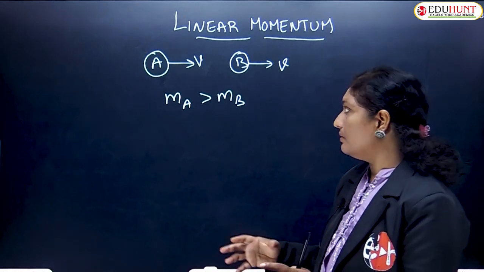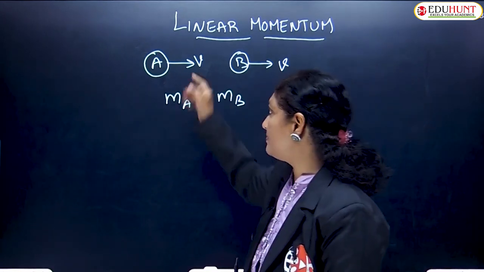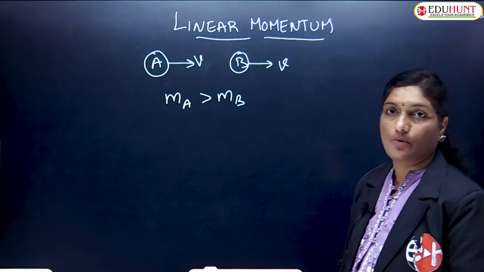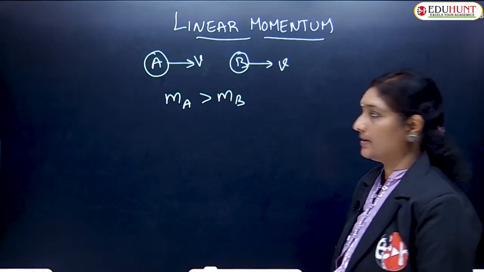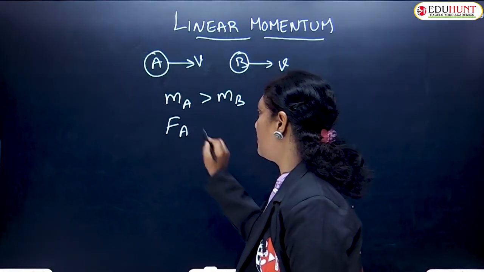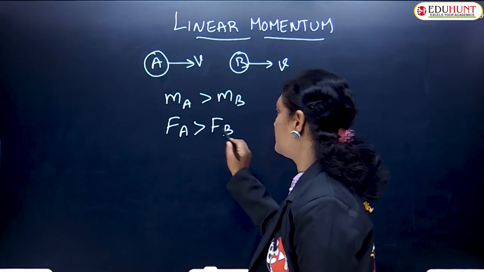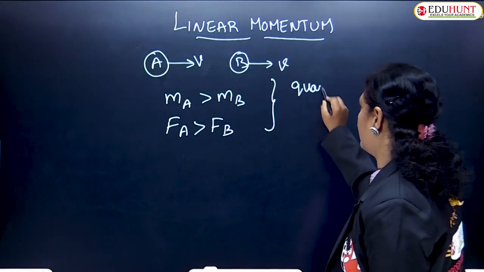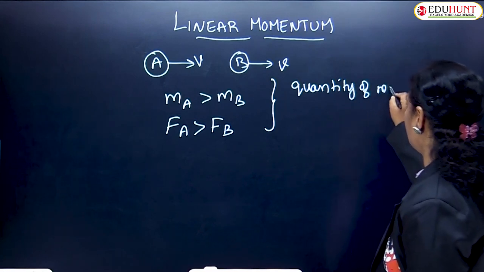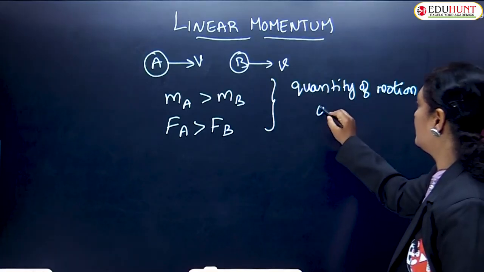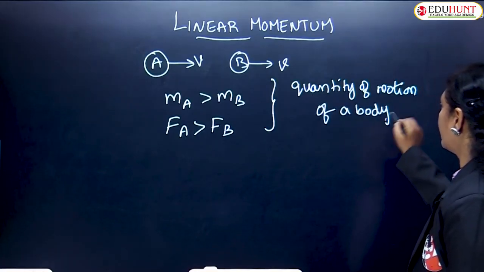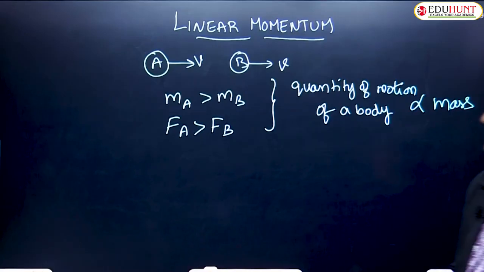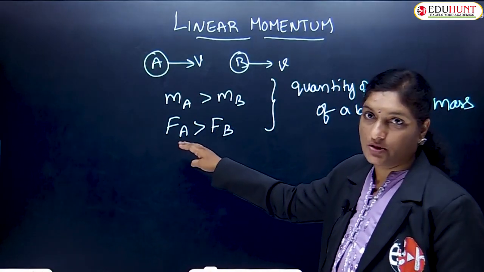Now what we observe is the force required to stop the heavier body, that is the first body, will be large when compared to the force required to stop the lighter body, that is B. That means the force required to stop the body A is greater than the force required to stop the body B. So from this we can conclude that the quantity of motion of a body is directly proportional to the mass of the body.